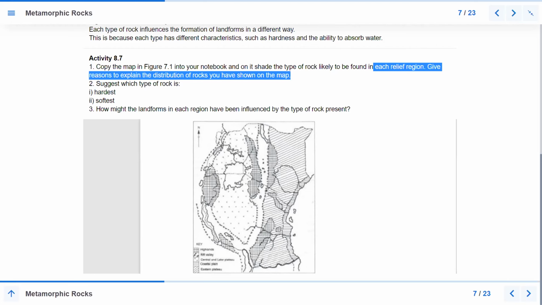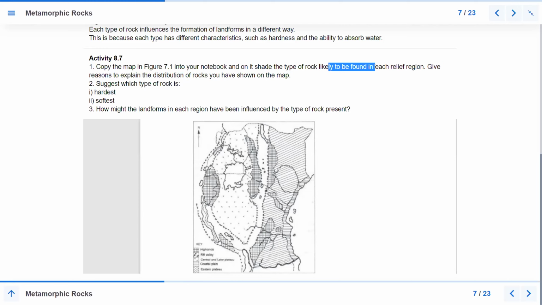So I need you to draw this map in your book and then shade out the likely type of rock. Then give reasons to explain why in this area of Kisoro, what type of rock is likely.